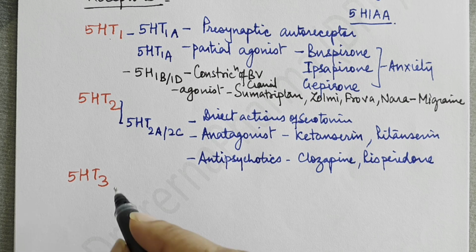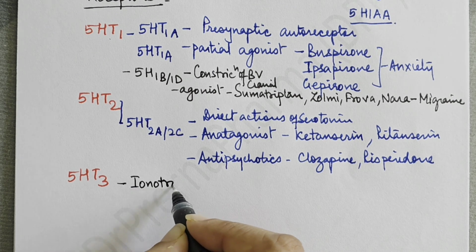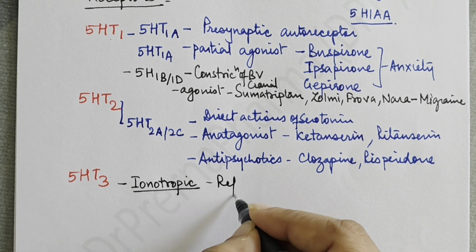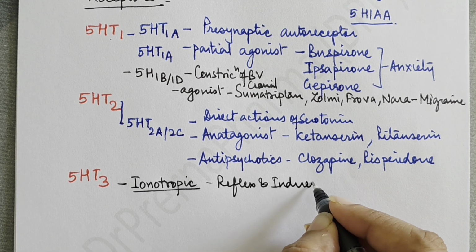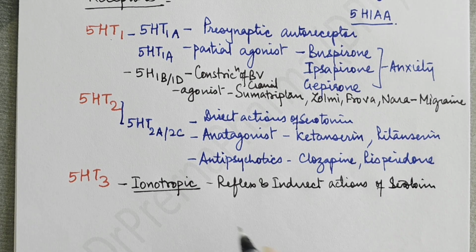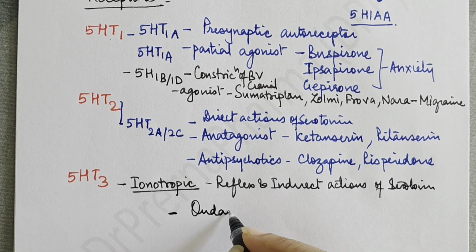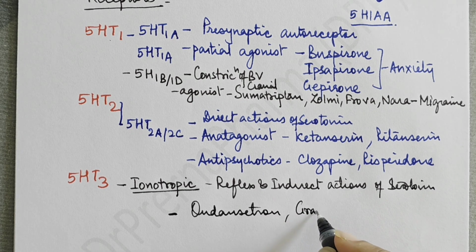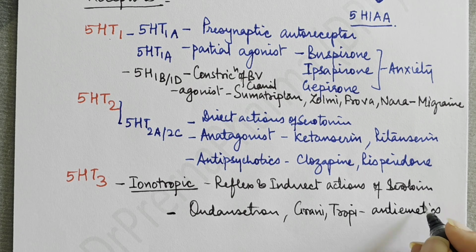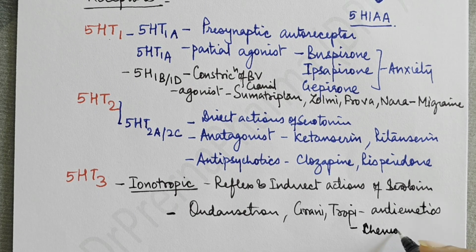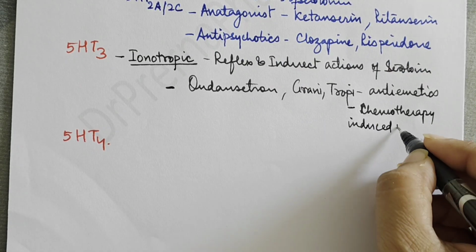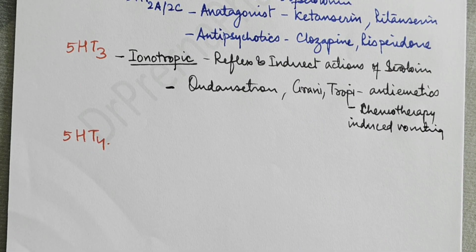Then 5-HT3. 5-HT3 is the only receptor which is ionotropic; all the others are GPCR coupled. It is responsible for the reflex and indirect actions of serotonin. Here we have ondansetron, granisetron and tropisetron, which are antiemetics, and so they are used in chemotherapy induced vomiting.